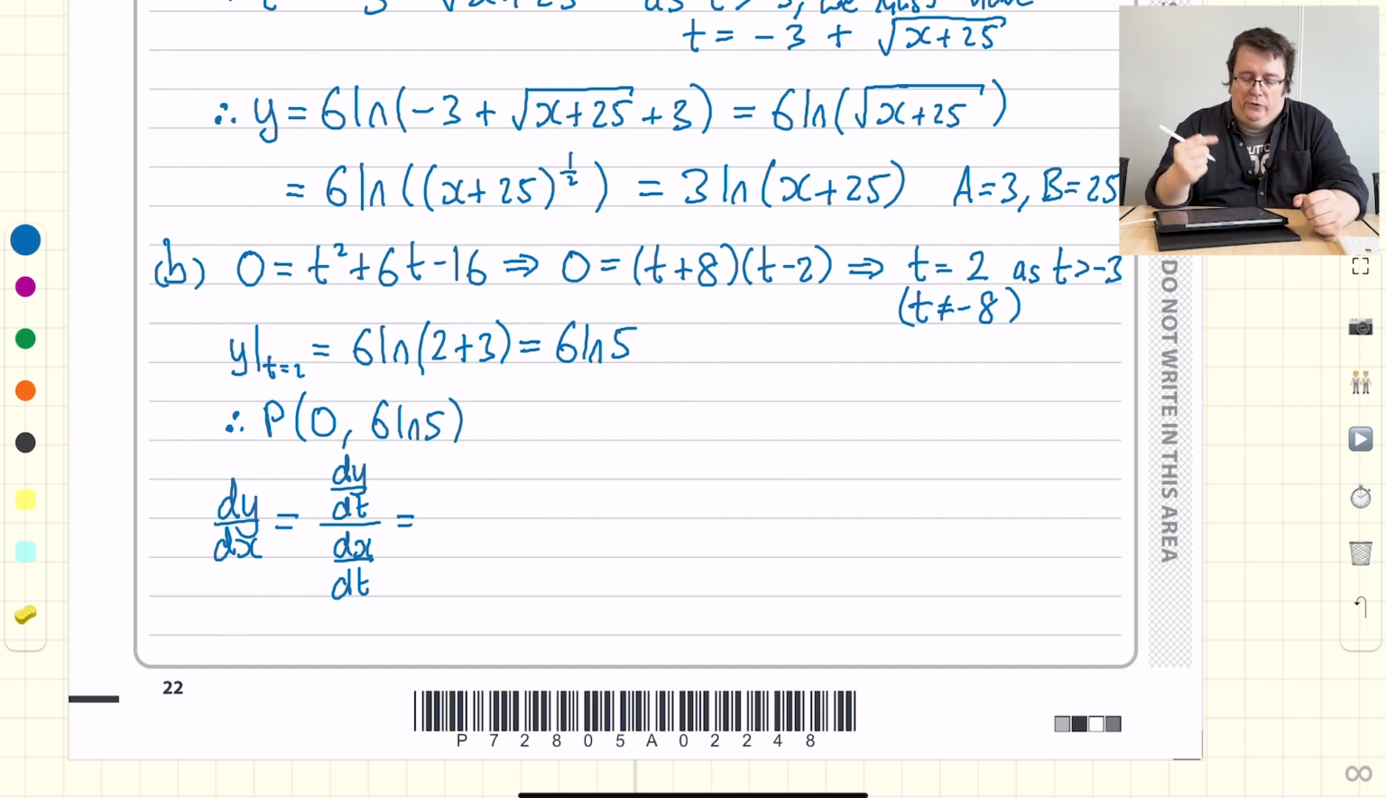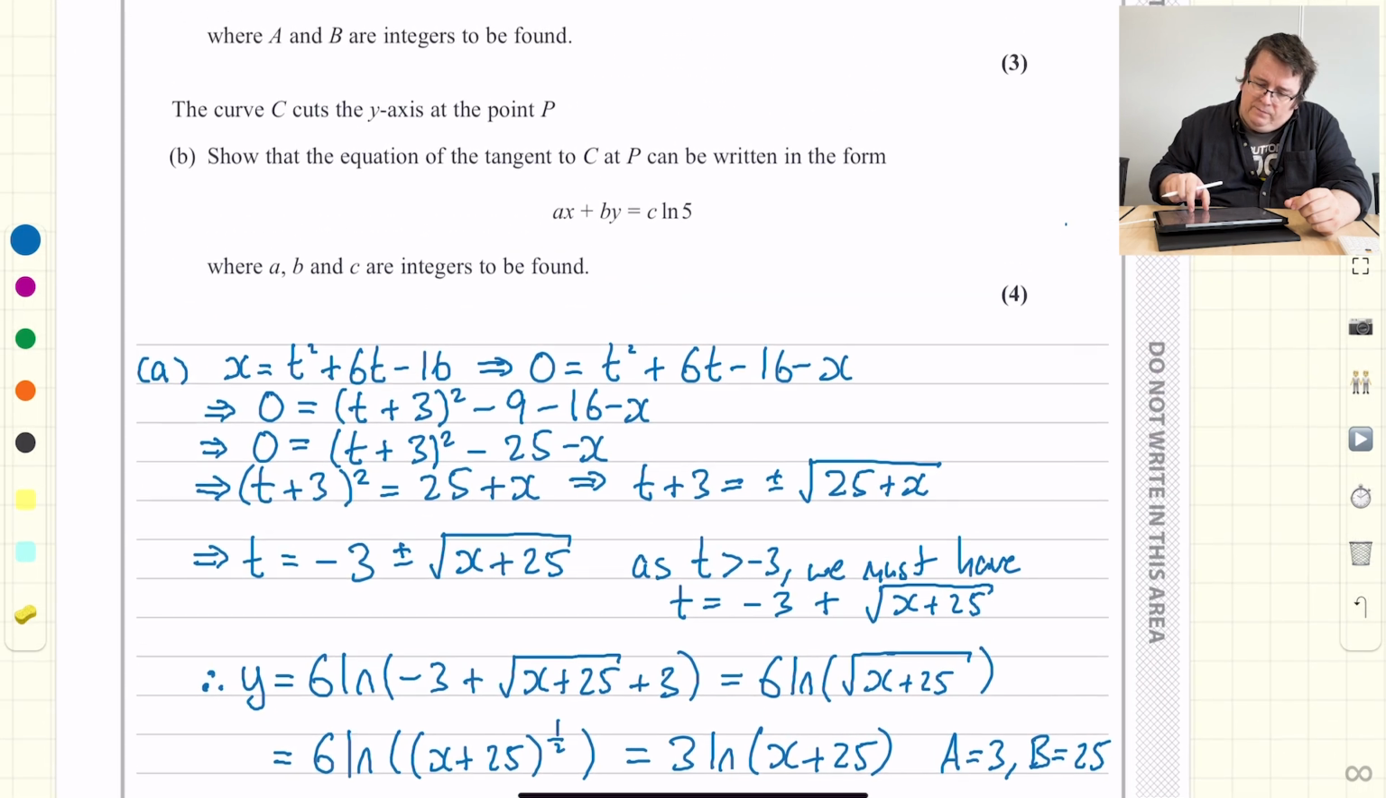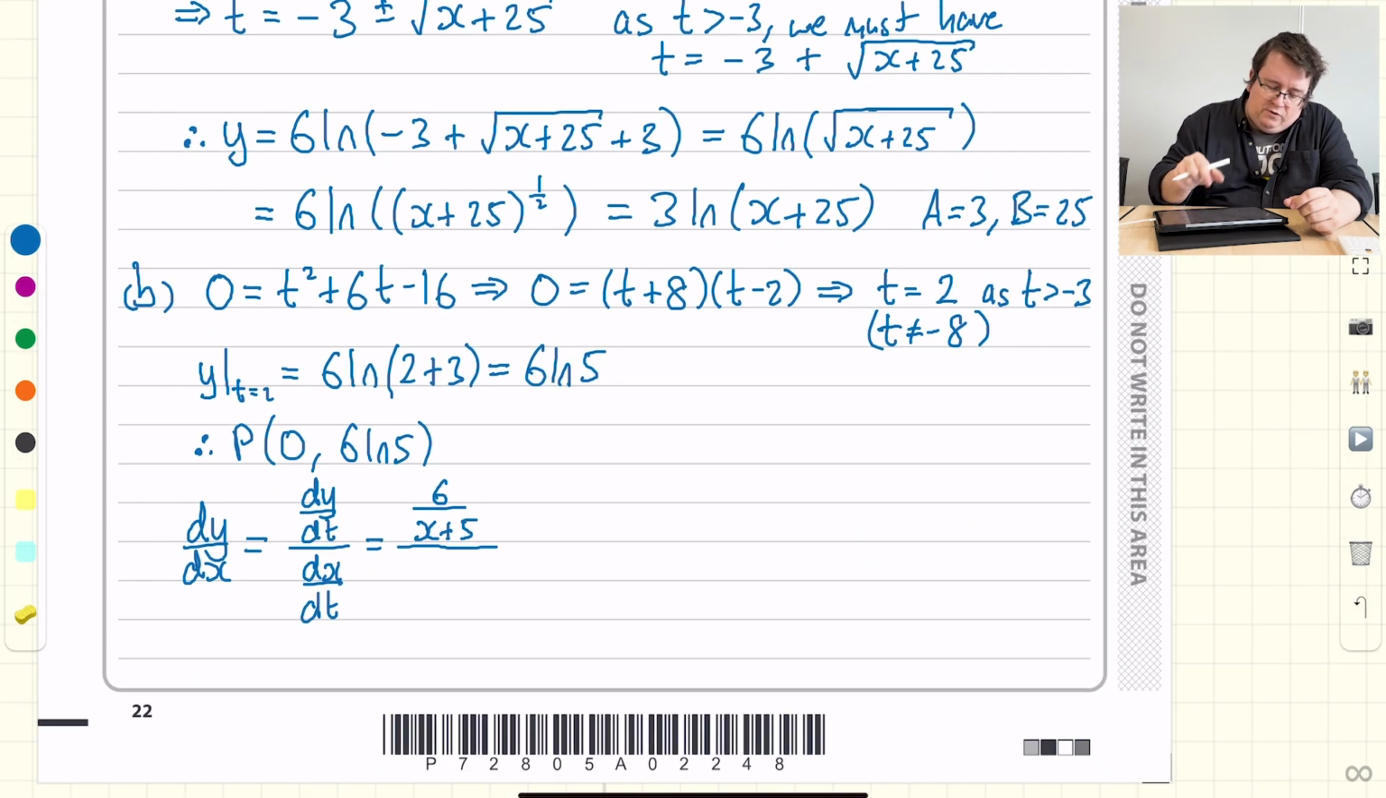Now, y was equal to 6 log of t plus 3. Sorry, I misspoke earlier, it was t, wasn't it? 6 log t plus 3. Right, let's try that again. 6 log t plus 3. I apologise. There we go. It's difficult when you can't see it on the same screen.